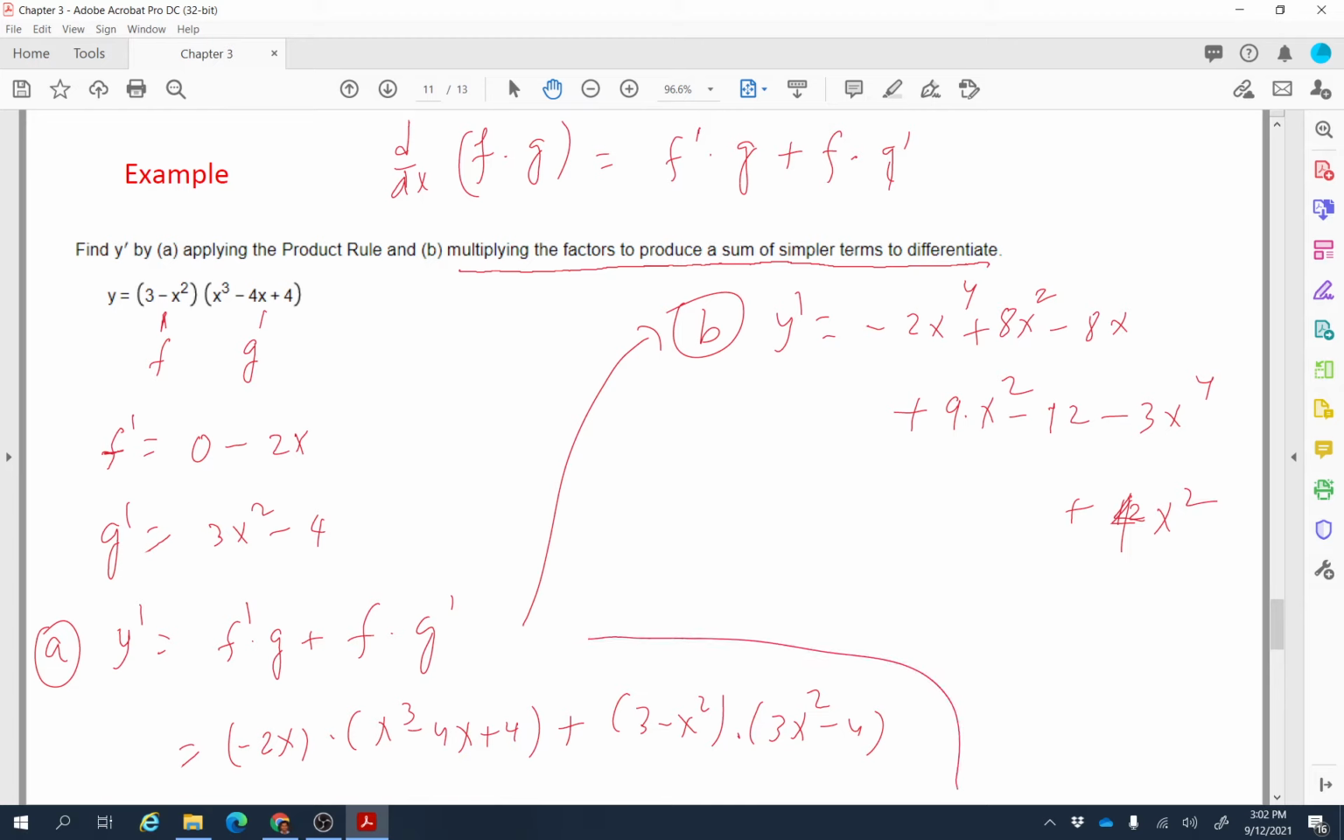We can just simplify. You can see that there is an x to the power 4, there is x to the power 4. We can combine that. That will give us negative 5x to the power 4. And after that there is x squared, x squared, x squared. So 8 plus 9 plus 4, what is that? 9 plus 8 is 17 plus 4 is 21x squared. So this is gone, this is gone. So negative 8x, finally negative 12. So everything is gone. So this is the simplified version of the derivative.